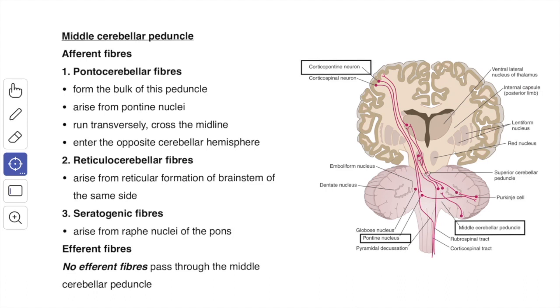The second afferent fibers are the reticulocerebellar fibers. They arise from the reticular formation of the brainstem of the same side and are projected to the vermal region of the cerebellum. The third group of fibers are the ceratogenic fibers. They arise from the raphe nuclei of the pons. The middle cerebellar peduncle does not have efferent fibers.